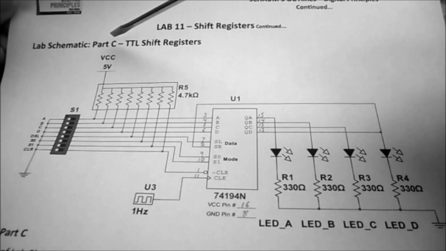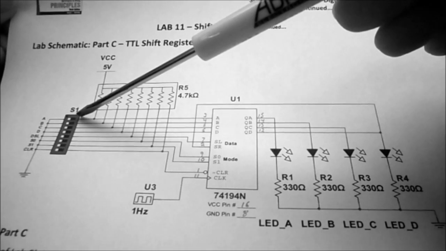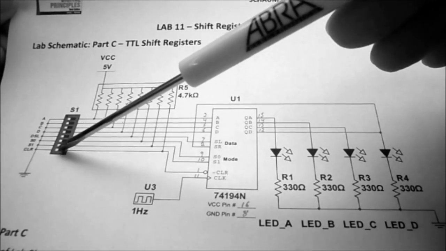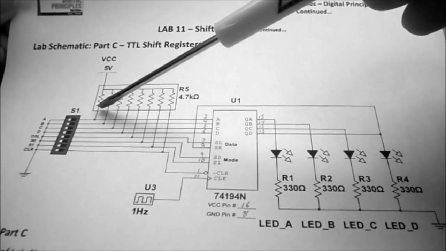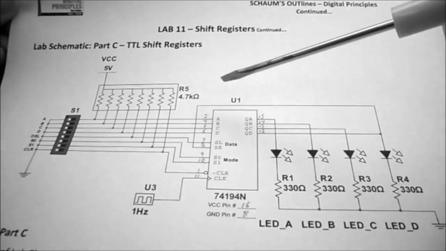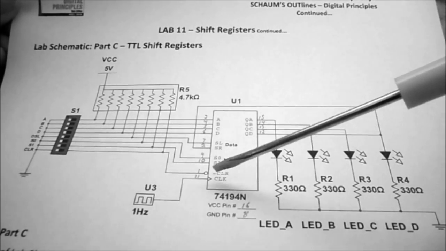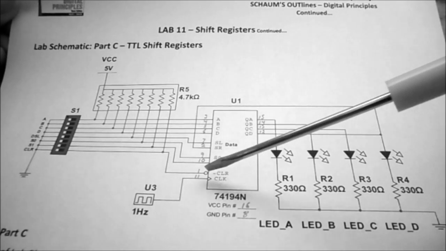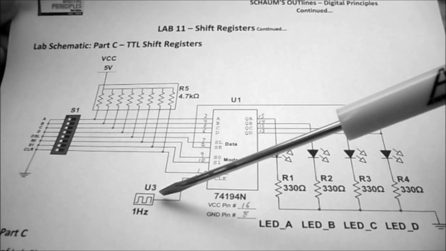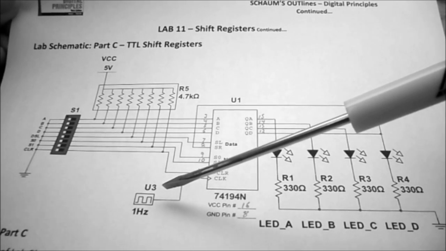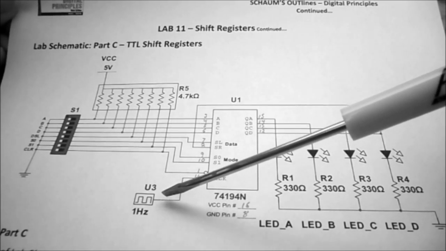So for the lab schematic, Part C, the TTL Shift Register, you can see we're going to be using all 8 of our switches in our dip switch package. So we're going to use the SIP resistor package for pull-up resistors. Now on my 194, you can see I've put in all the pin numbers. And U3 is a 1 Hertz signal. So under procedure for Part C, it says use the circuit of Lab 9B to generate the 1 Hertz signal. So that's where that comes from.